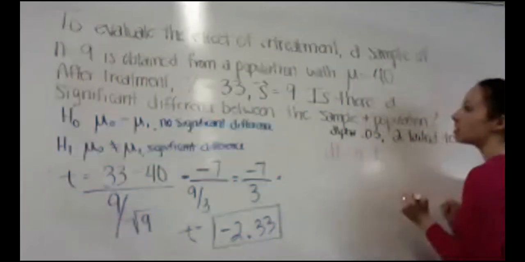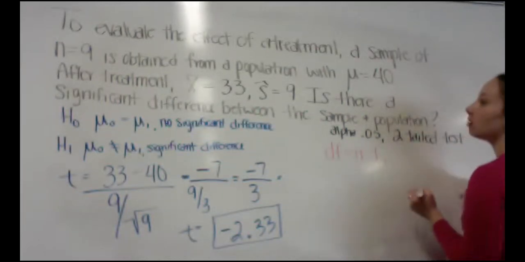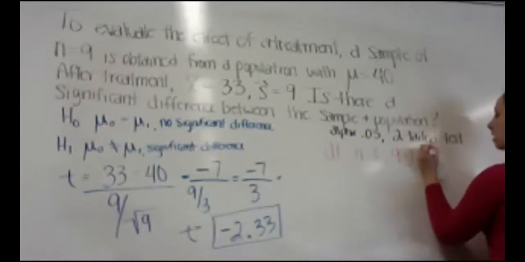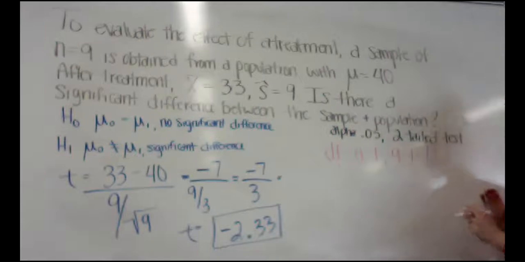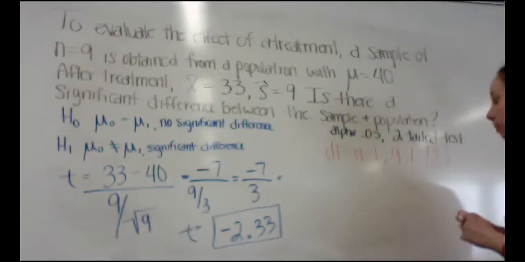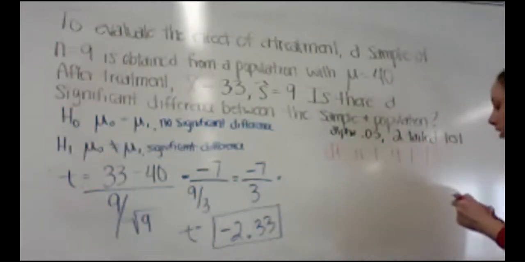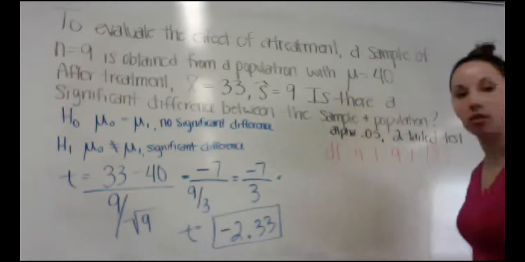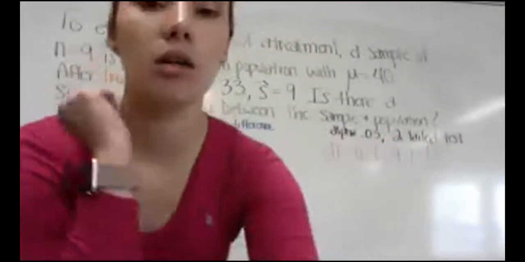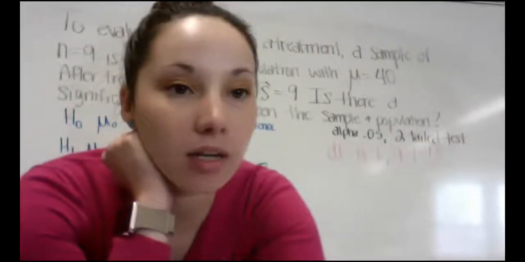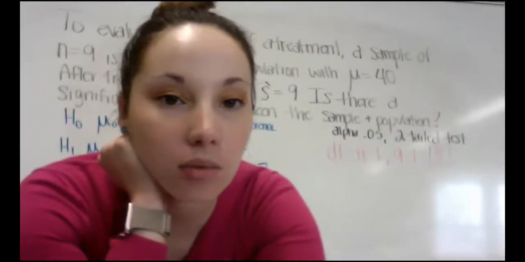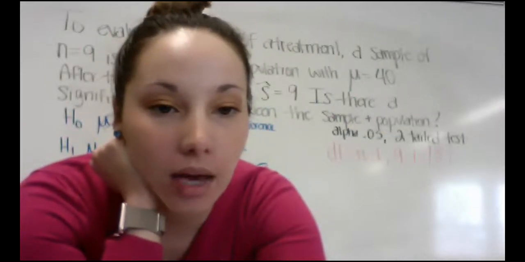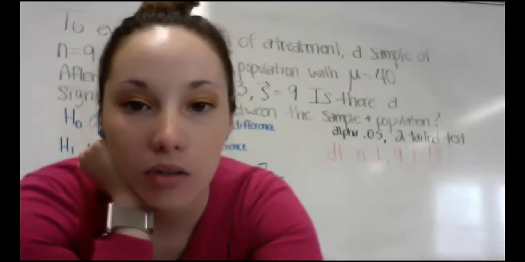So in this case, where's our n? 9 minus 1. Our degrees of freedom is 8. That is the last piece of information we need before moving on to the t table to find our critical value. So now we're going to go to the t table to find our critical value to see if our t result exceeds our critical value to see if we have a significant result.